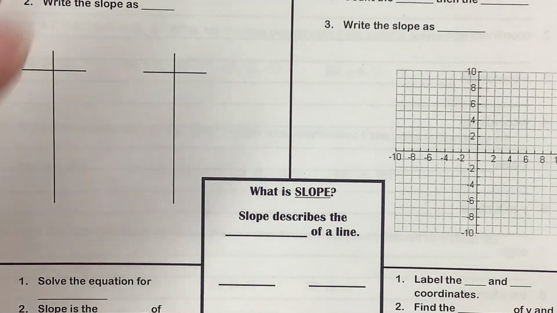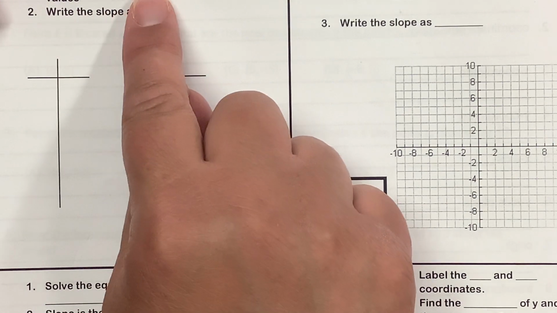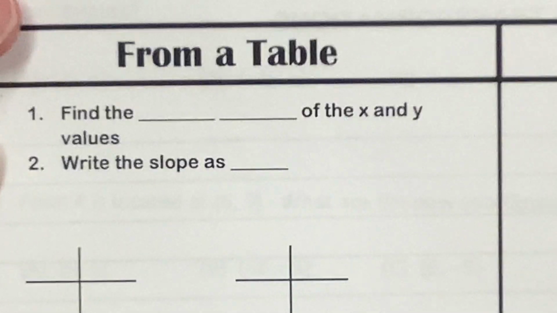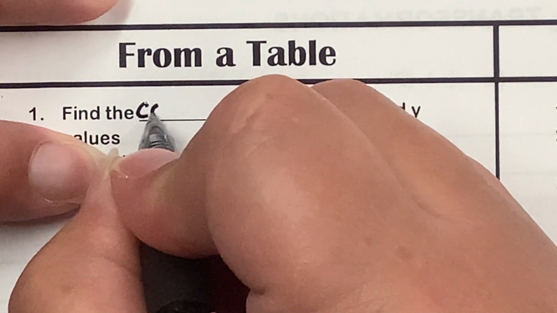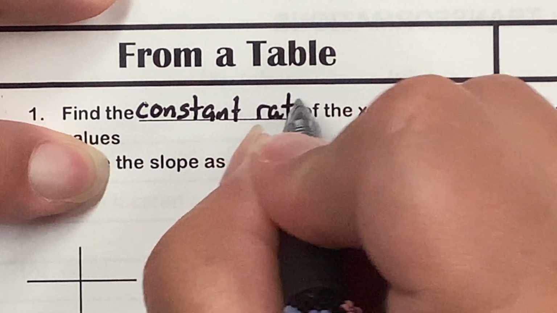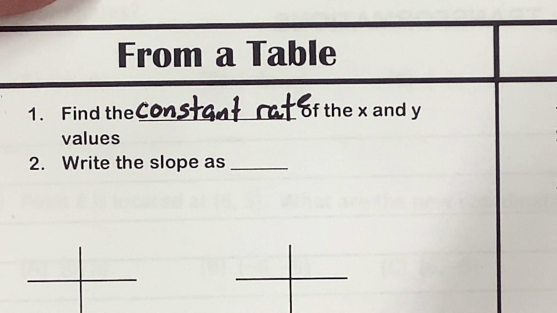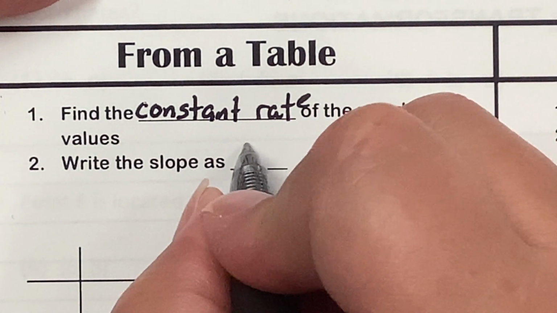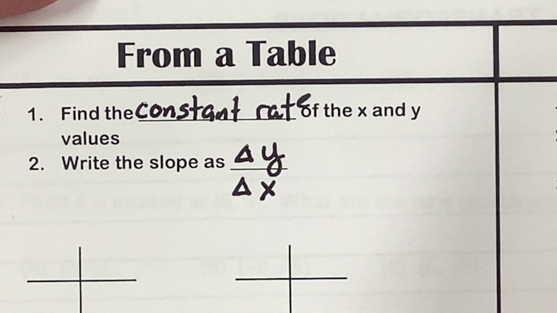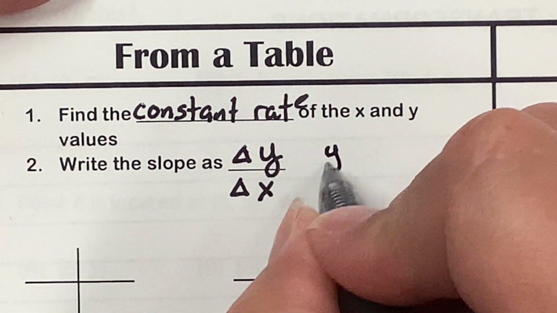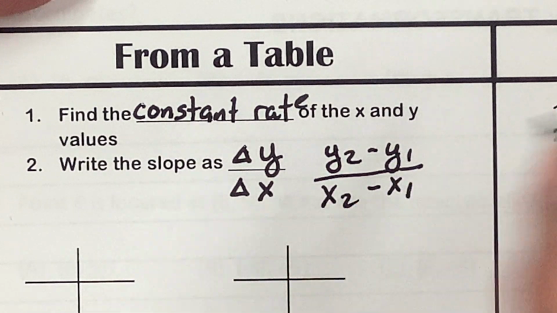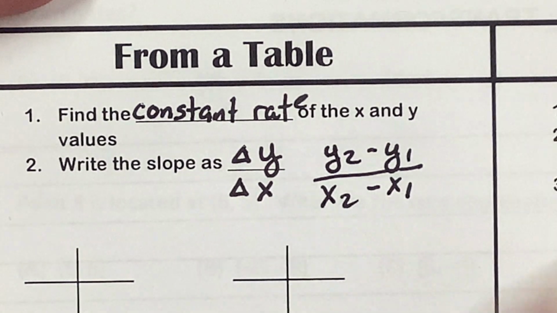All right, next. Find the constant rate of the x and y values. Remember constant rate? I should have made these lines bigger. I write too big. Here we go. Constant rate. We talk about constant rate of change, and the way you write slope is the change in y over the change in x. So it's y2 minus y1 over x2 minus x1. Change in y over change in x.